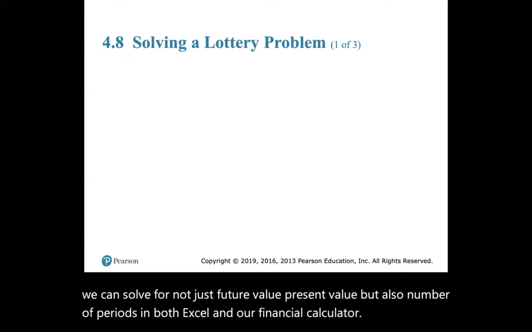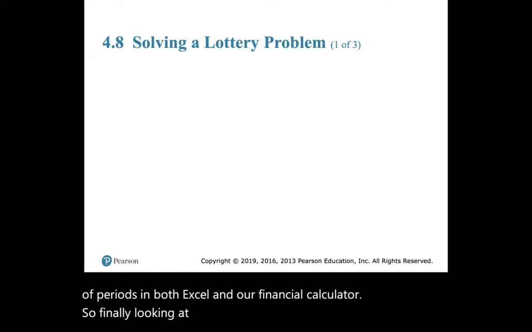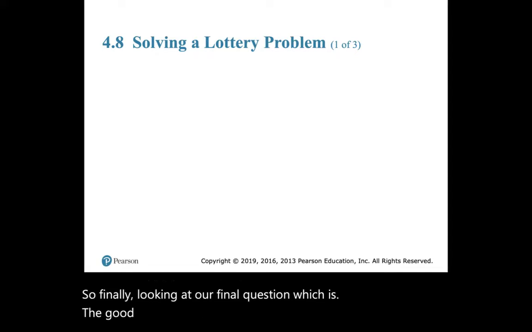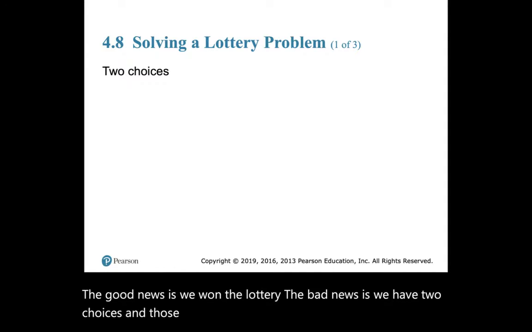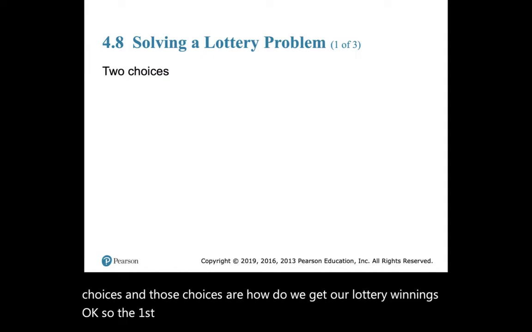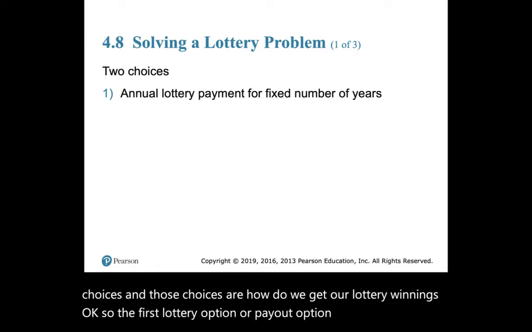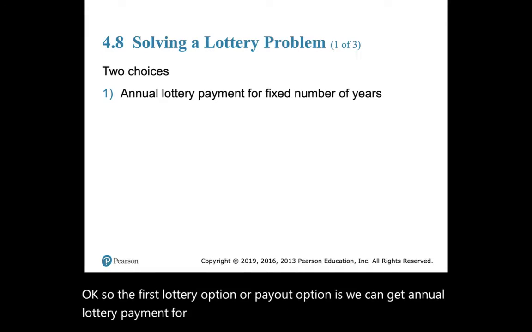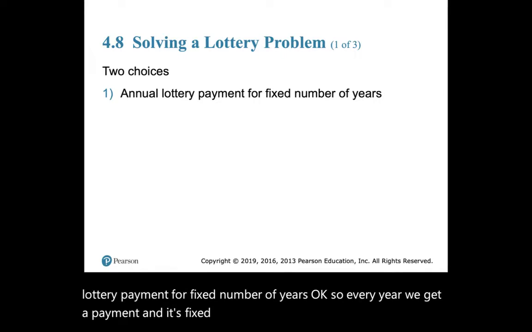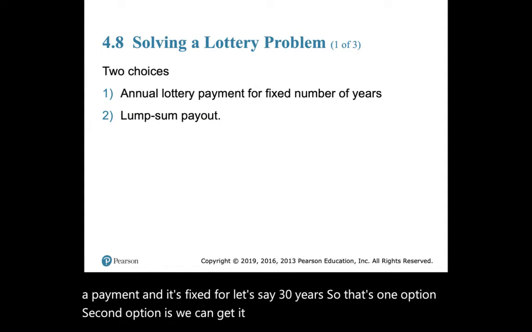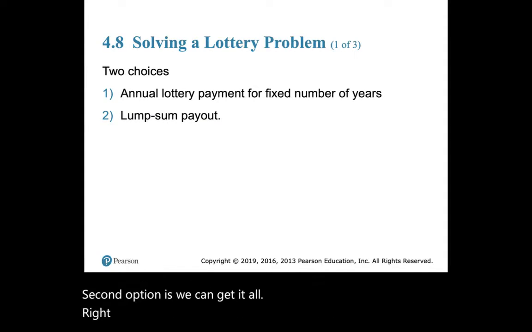So finally, looking at our final question, the good news is we won the lottery. The bad news is we have 2 choices. And those choices are, how do we get our lottery winnings? Okay, so the first payout option is we can get an annual lottery payment for a fixed number of years. Every year we get a payment, fixed for, let's say, 30 years. Second option is we can get it all right away. That's a lump sum payment. So which option is better?